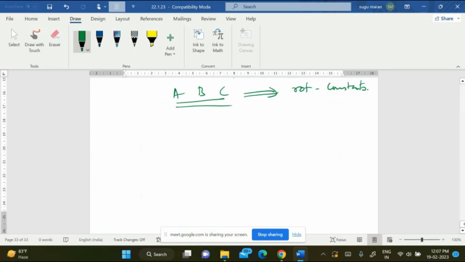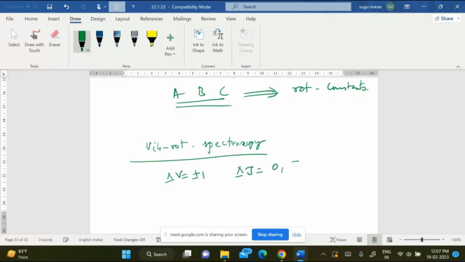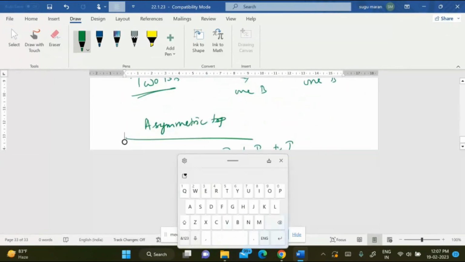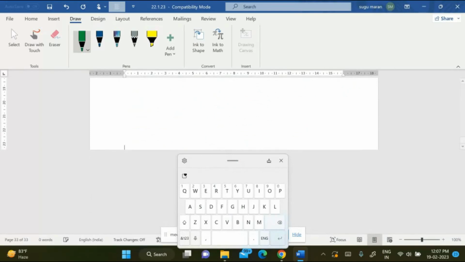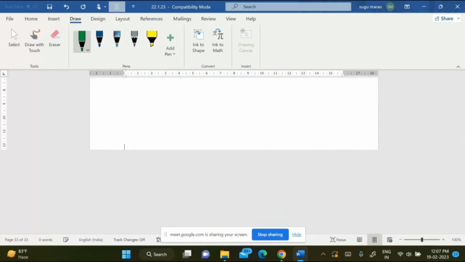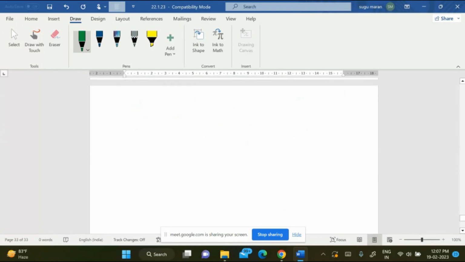When it comes to vibrational rotational spectroscopy, which we saw in the last class, the selection rule is delta V equal to plus or minus 1, whereas delta J is equal to 0, plus or minus 1. This will form what you call the P, Q, R branches in heteronuclear diatomic molecules, which we have seen in the last class, right?